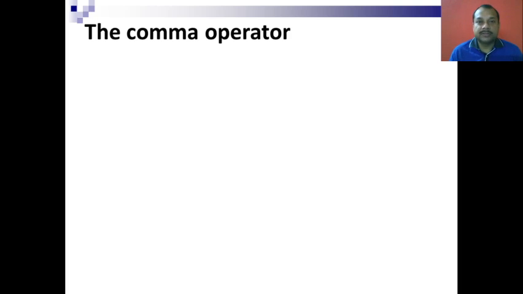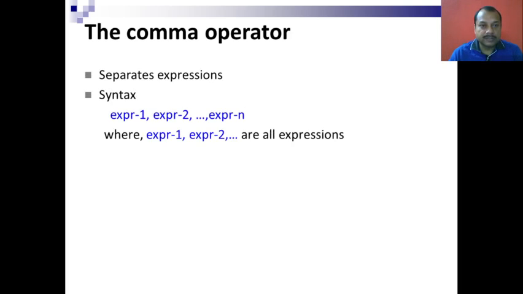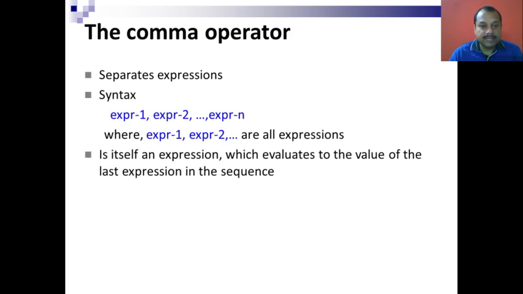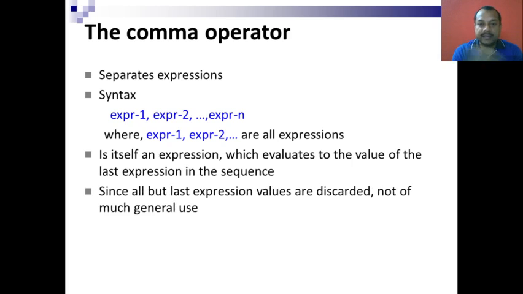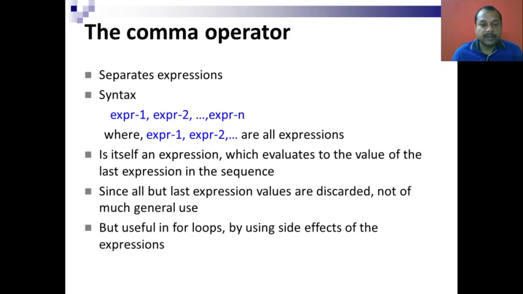Now another interesting thing: the comma operator, mostly used in the for loop, separates expressions. Its syntax is expression 1 comma expression 2 comma up to expression n, where expression 1, 2, etc. are all different expressions. It is itself an expression which evaluates to the value of the last expression in the sequence. Since all but the last expression values are discarded, it is not of much general use, but sometimes you can use it in the for loop as expression 1.